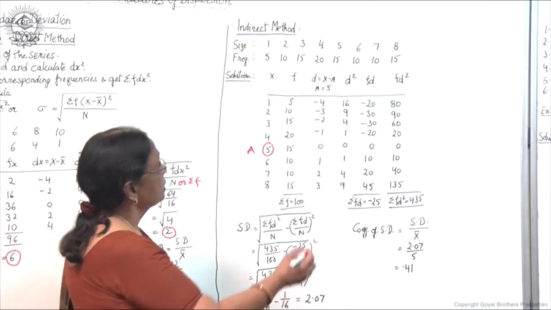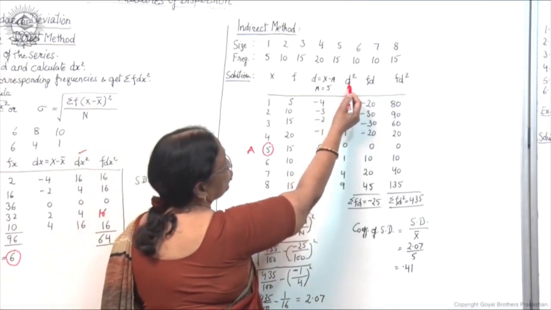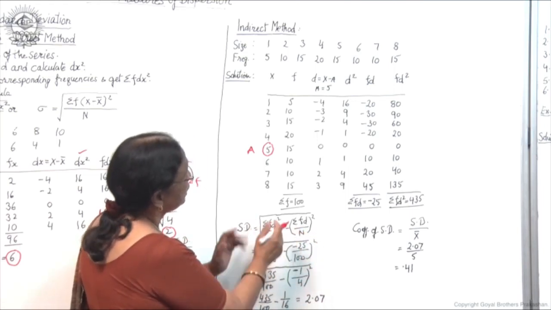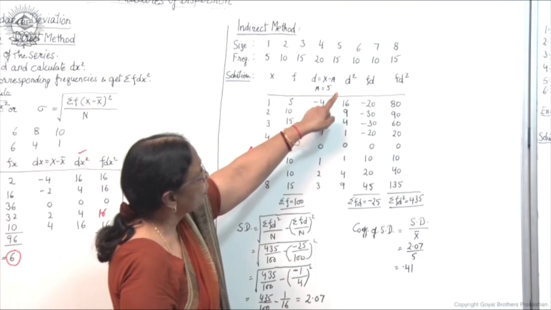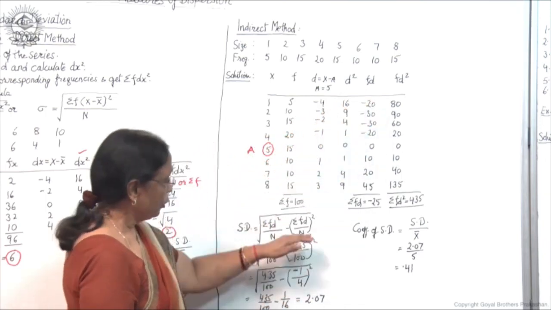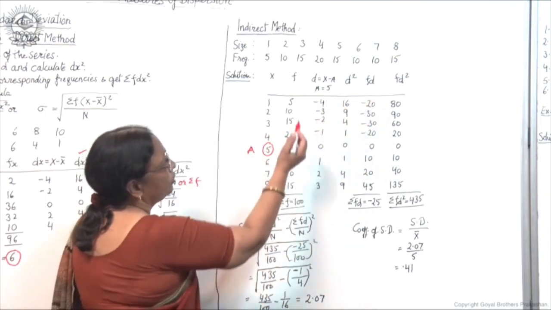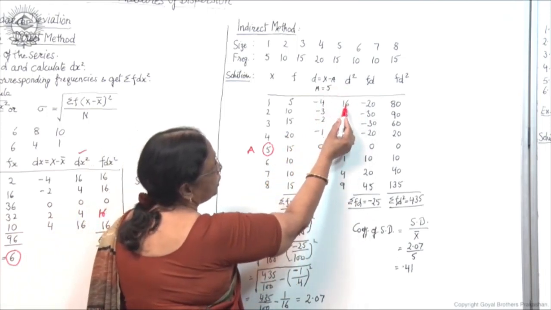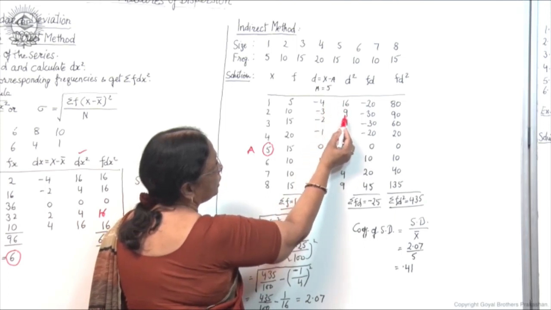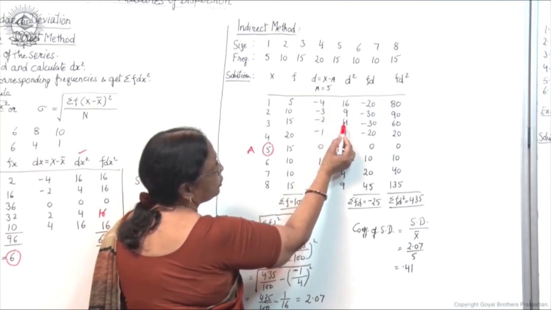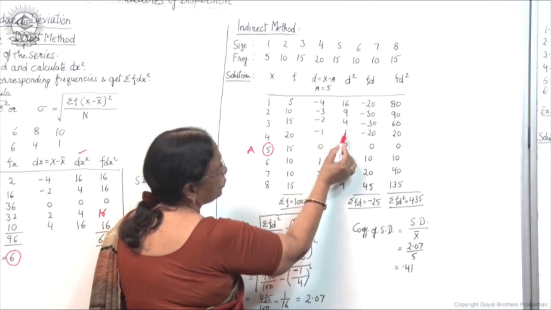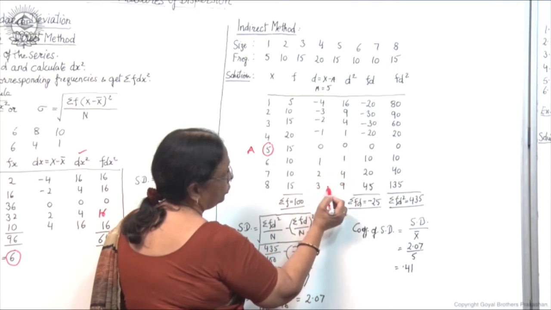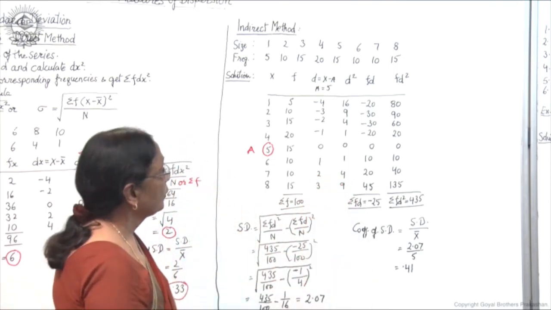Now next, do the square of the d column, because this is the formula for standard deviation. So you need d square, fd and fd square according to your formula. So make the square of the d column, that will give you d square. Minus 4 into minus 4 is 16, minus 3 into minus 3 is 9, minus 2 into minus 2 is 4, minus 1 into minus 1 is 1, 0, 1, 2 into 2 is 4, 3 into 3 is 9, right.